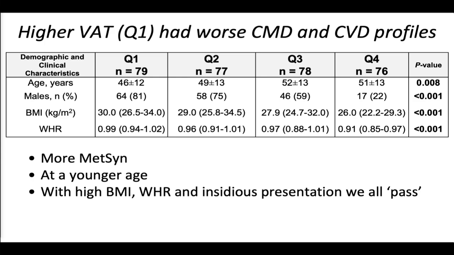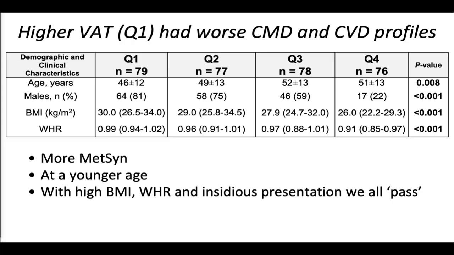We looked at people who had higher visceral adipose tissue at baseline. And you'll see up front, they had higher BMI, and you can see the quartiles across. They had higher waist to hips, you could see the quartiles across. They had more METs, and this was about 40 years of age, so they're all young. But with high BMI, waist to hip ratio, and an insidious presentation, we all passed these patients, right?